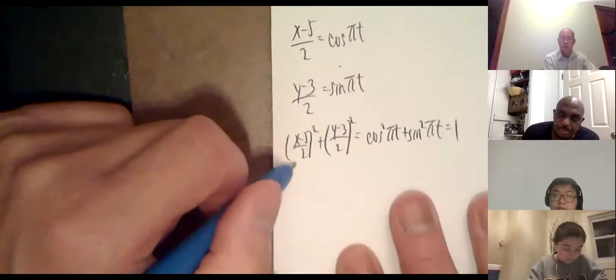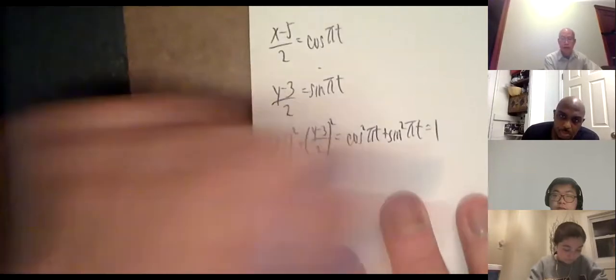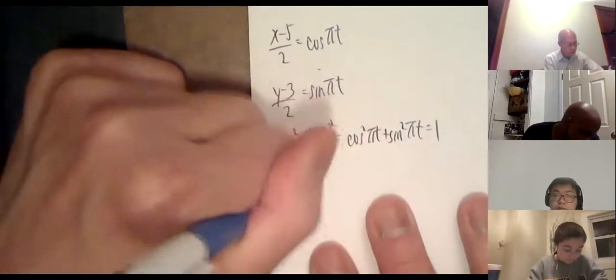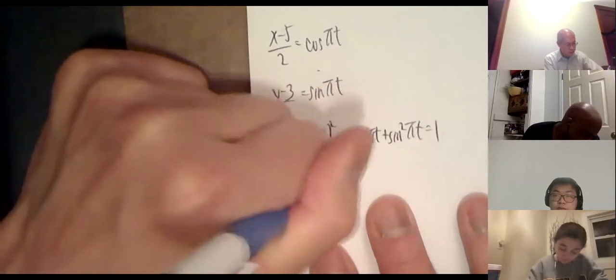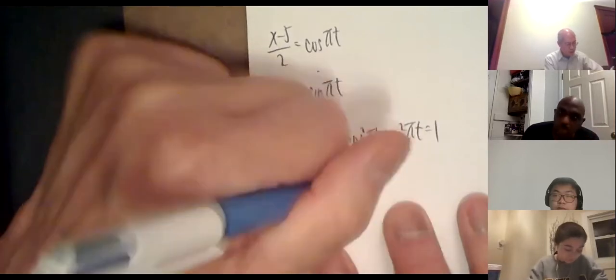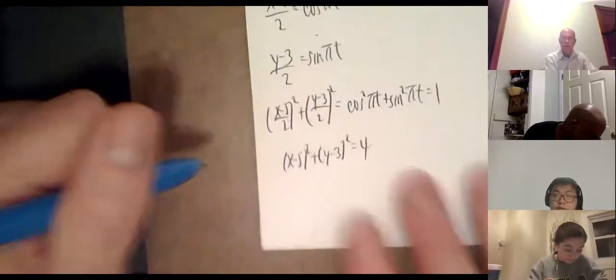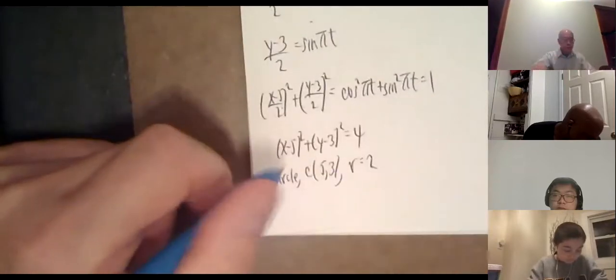Let me multiply both sides by 4. That eliminates that and puts the 4 over there. So (x minus 5) squared plus (y minus 3) squared equals 4. So that's a circle centered at (5, 3) and a radius of 2. Okay, so I know what that's like, but let me see what actually happens in this case.